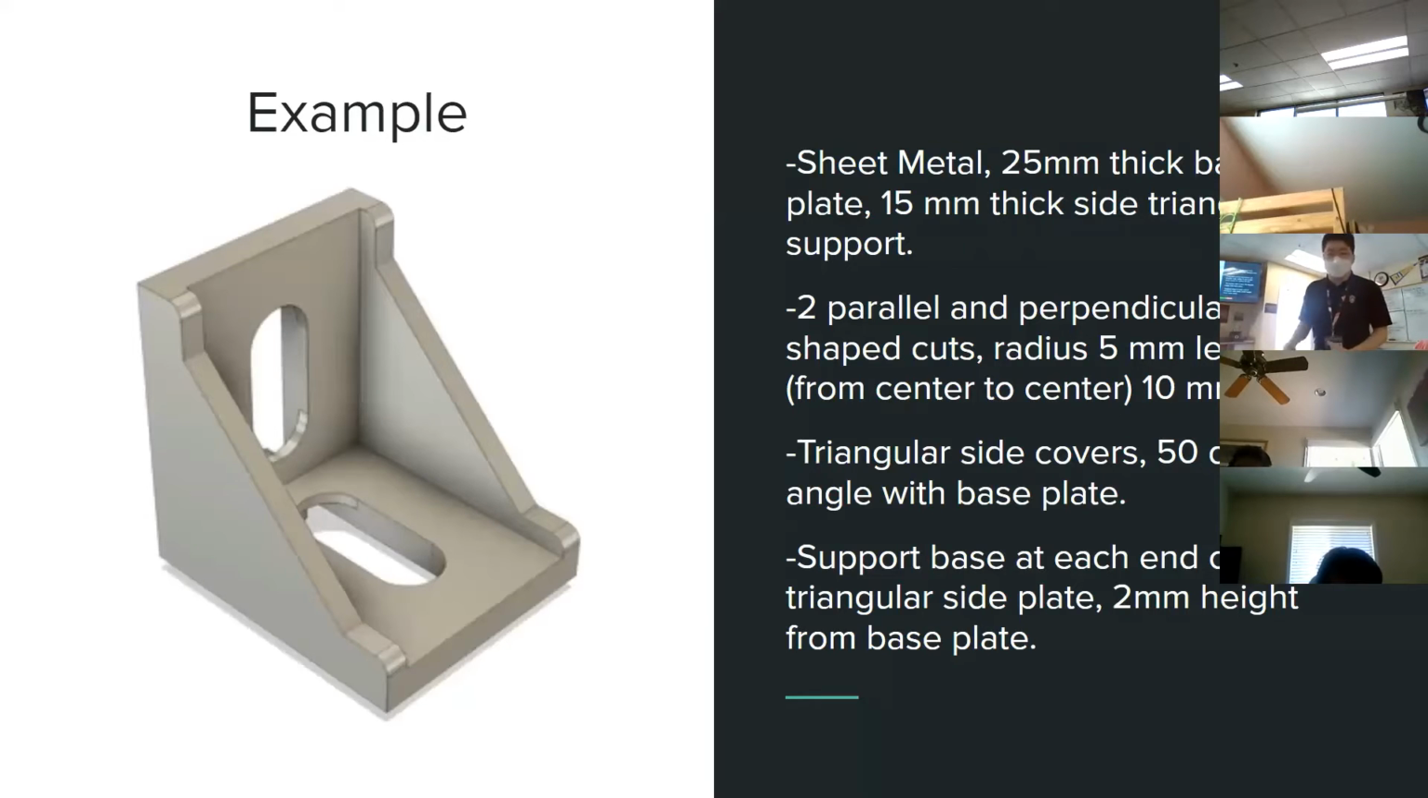But I just call it side triangles because it's an easy way to recognize what they are. And I said two parallel and perpendicular pill-shaped cuts. You don't have to use intricate language like elongated circle or elongated sphere. All you have to do is just describe it to them. Because if I say something like pill-shaped cuts, it's pretty easy to understand. I said radius 5 millimeter.